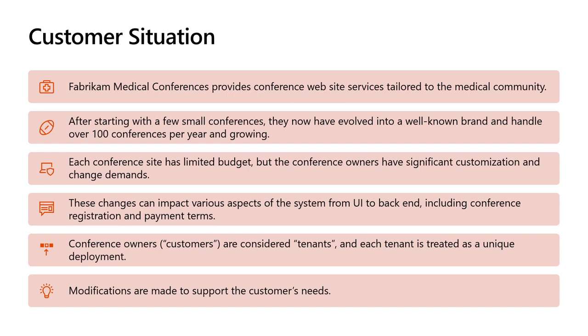Fabricum's customers, or the conference owners, are considered tenants, and each of these tenants is treated as a unique deployment, and they have to modify a tenant's conference website to support their needs. A tenant's code is deployed to a specific group of load balanced Windows Server machines dedicated to maybe one or more tenants. And once the conference is live, there's a number of customer requests coming to Fabricum.